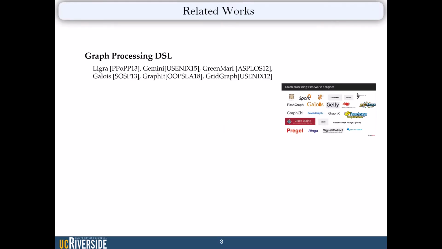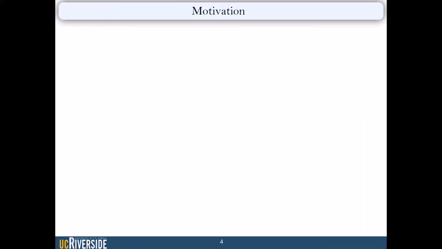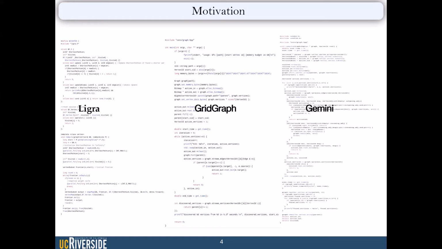There has been a growing number of high-performance graph processing frameworks across shared memory and distributed platforms, such as Ligra and Gemini and GraphIt. However, existing frameworks provide programming models that are low-level and different from each other, making it challenging for the end user to implement and optimize programs. On top of that, there isn't any sort of guarantee about the correctness of programs. Also, existing declarative languages such as Fragments and Elixir require users to write the kernel functions. As an example, BFS is expressed differently in Ligra, GridGraph, and Gemini, which require knowledge about each framework.